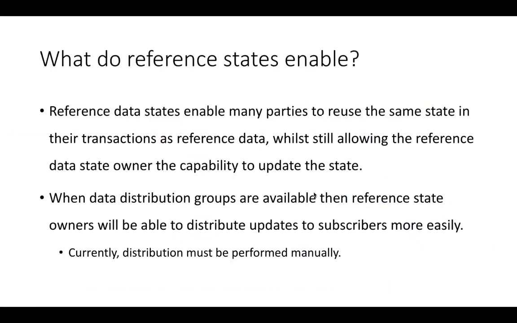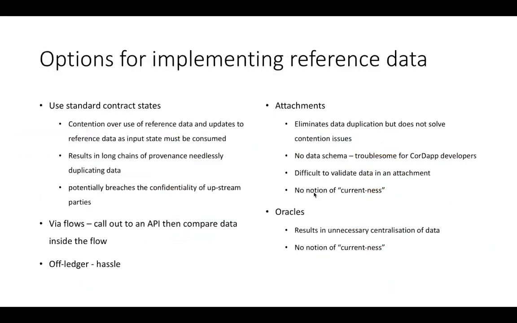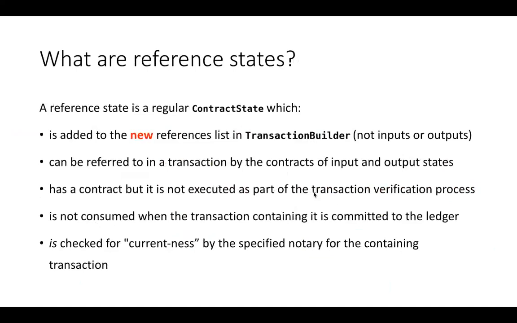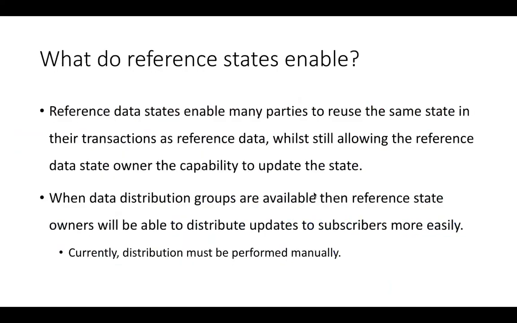Okay, so what do reference states actually enable? What's the business outcome of this feature in Corda? That seems, I guess, a little esoteric if you look at it initially. Well, it enables you to reuse the same state in many transactions as reference data, right? So you eliminate the contention issue, you eliminate the long chains of provenance issue, and you eliminate to some extent the confidentiality breach as well. So this reference states feature solves all of those problems in one fell swoop, which is quite nice.